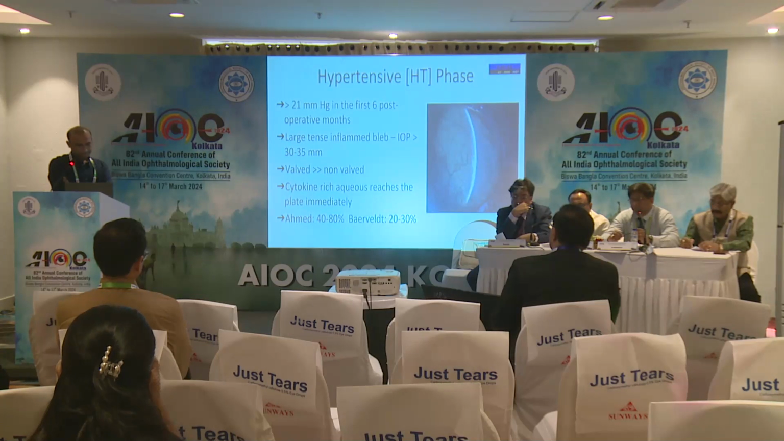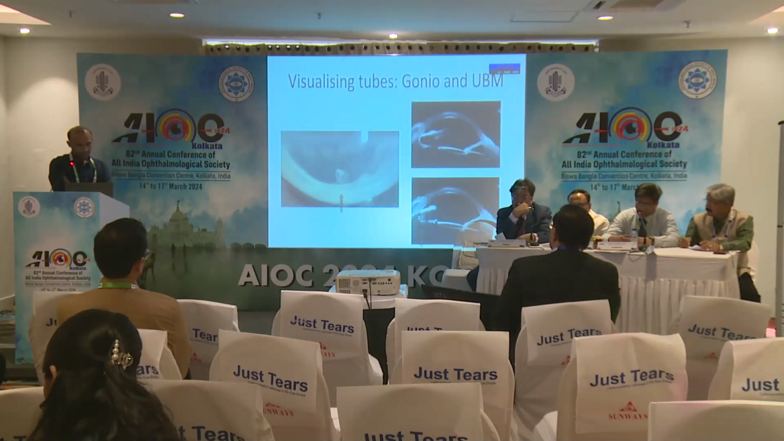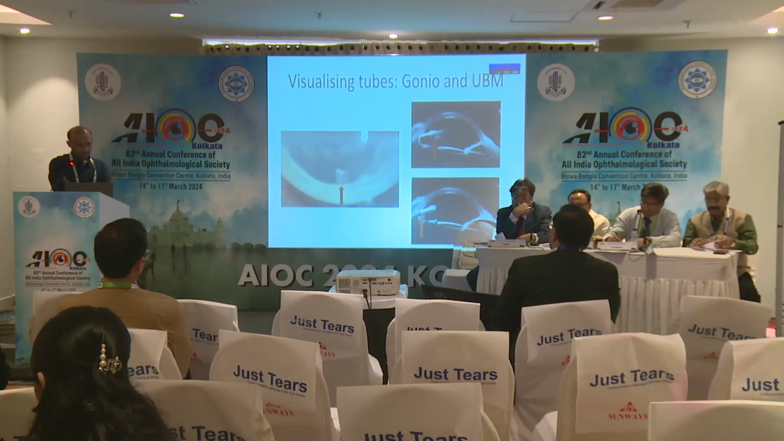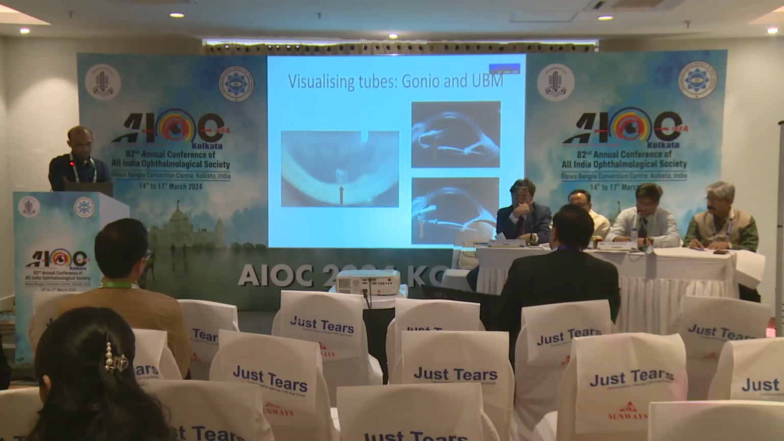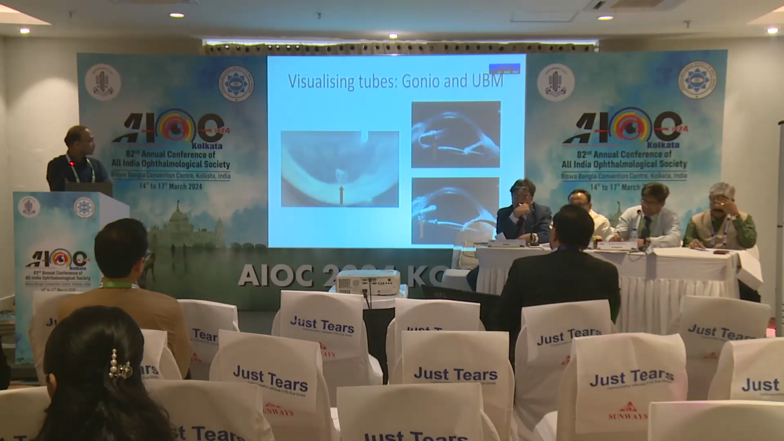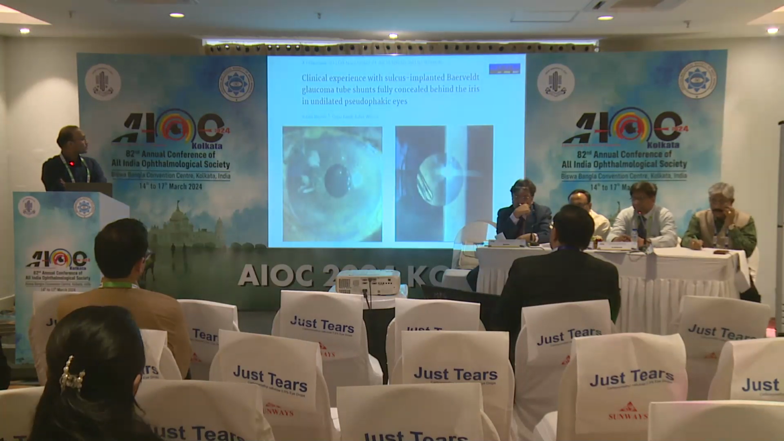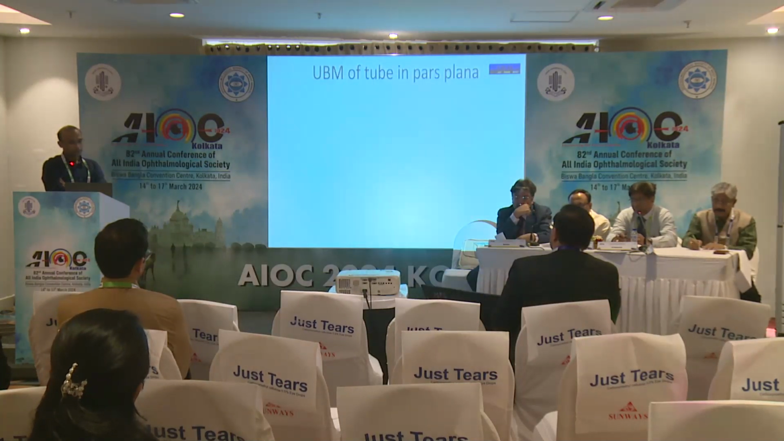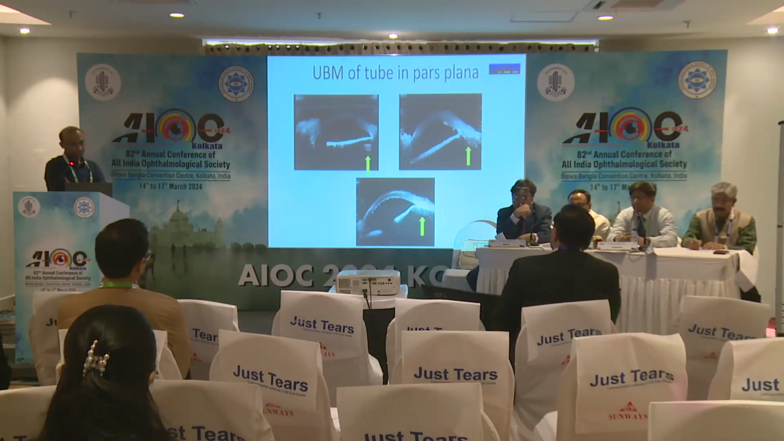When the IOP spikes more than 10 mm Hg, tube visualization can be a problem in some patients. Gonio can sometimes help to identify retracted tubes. Sulcus tubes can be imaged well with ultrasound biomicroscopy. Sometimes a simple dilatation can help to visualize the tube tip. With pars plana tubes, one can utilize UBM to trace the tube into the vitreous cavity.